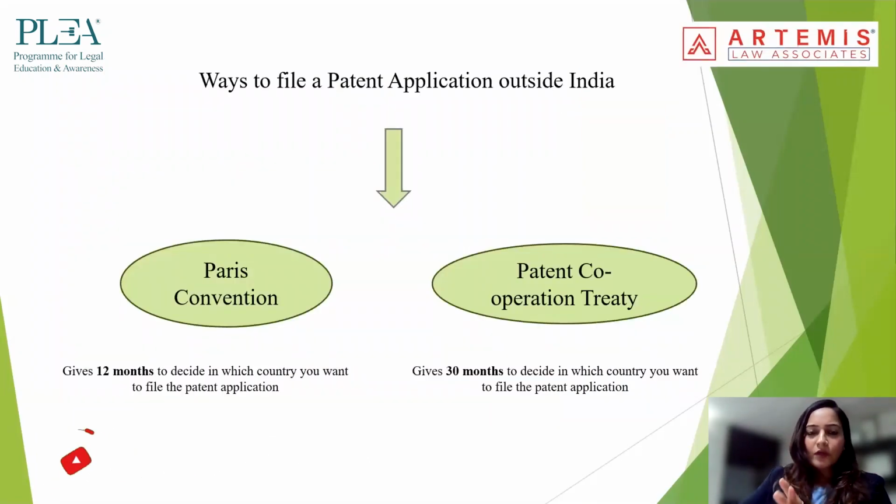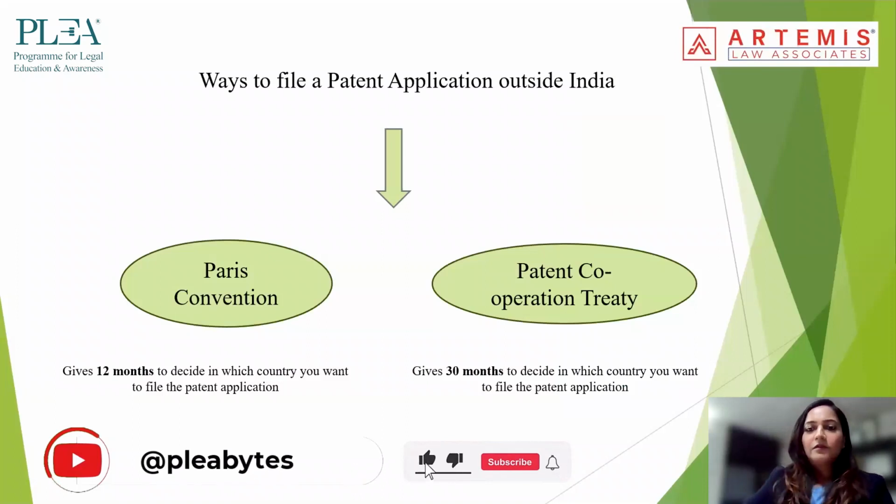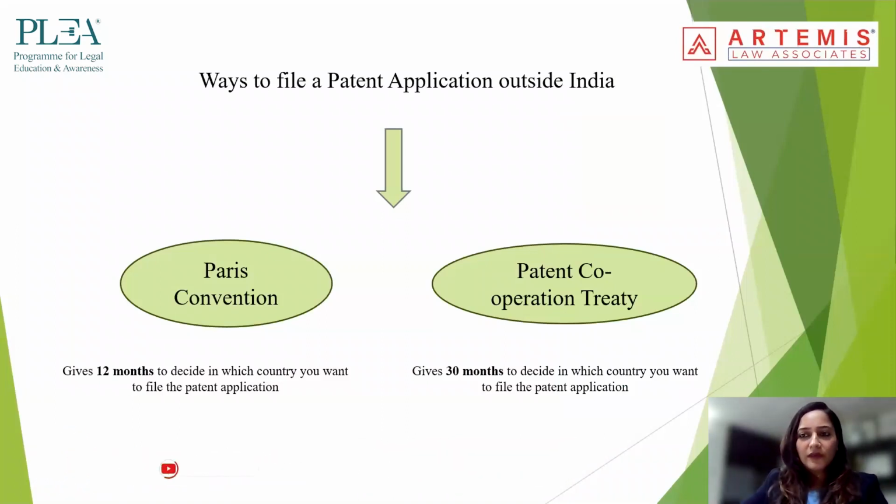Coming to patents, so now I think we're done with trademarks. Just to move to the next step, which is patents. Even in patents, there are two kinds of systems. One is the Paris Convention and one is the Patent Cooperation Treaty, which is called PCT in abbreviated form. So in trademarks, we had Paris as well as Madrid. Here, in patents, we have Paris versus PCT. So PCT, okay, coming first to the Paris Convention. The Paris Convention will give you 12 months to decide in which country you want to file the patent application.